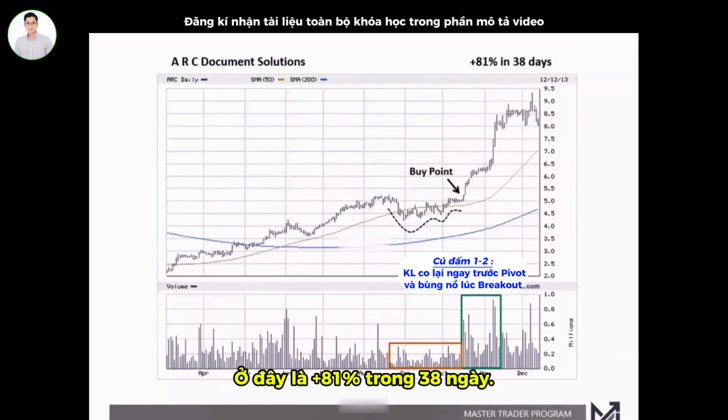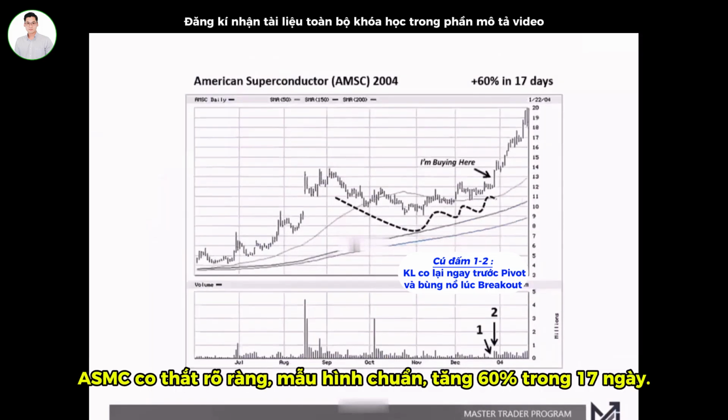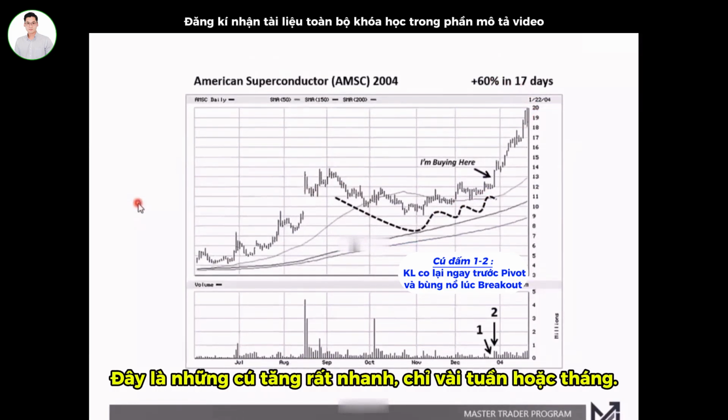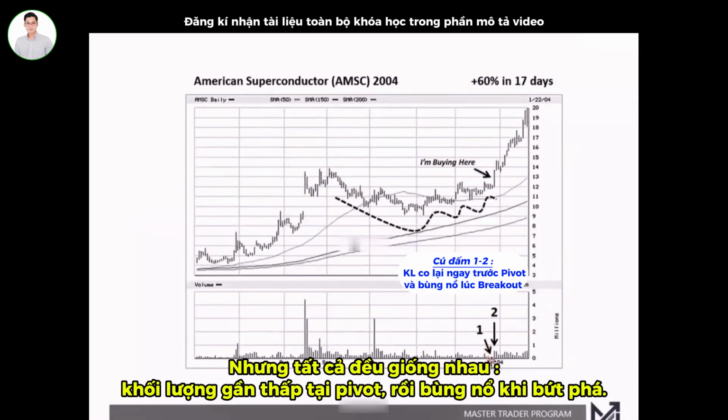81% in 38 days. Here's American Superconductor. Goes through the contractions. This is really just textbook, picture perfect, 60% in 17 days. So now we're getting into some of the very quick moves, stocks that went up in just a couple weeks or a couple months. But again, all the same characteristics. Here's the 1-2. Look at it, you can barely even see the volume. It's almost non-existent. And then boom, you come back in here.